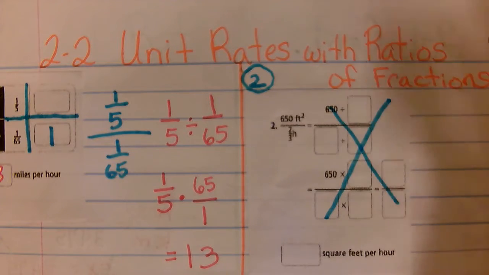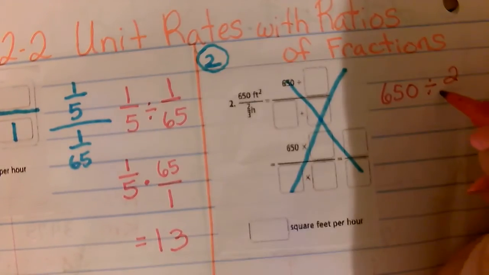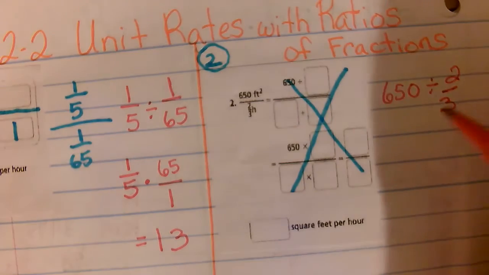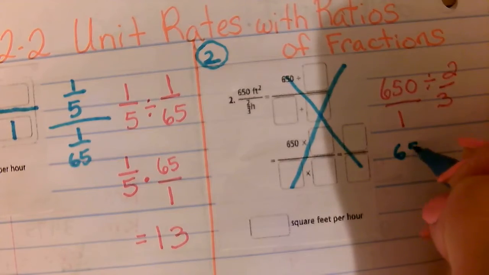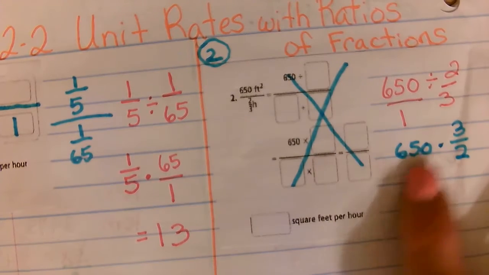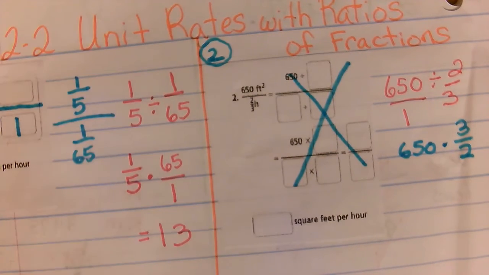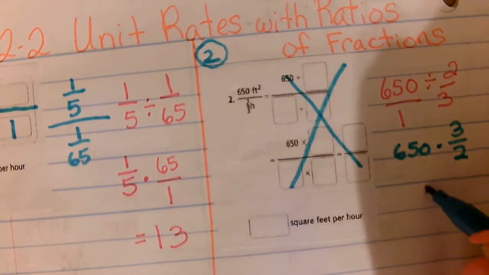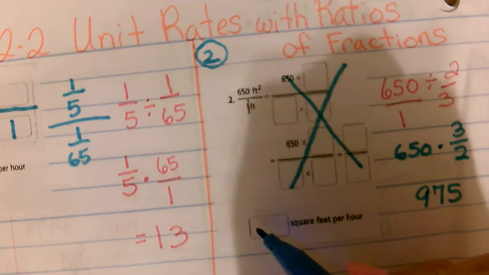So this is the same as 650 divided by 2/3. That could also be 650 over 1 if you want. And then following the keep, change, flip rules, that's the same as 650 times 3 over 2. And in these rules, you just basically go 650 times 3 divided by 2. Okay? Because we're doing a unit rate here. And so when you multiply this out, you get 975. So that means 975 square feet per hour. And you would write that answer here.